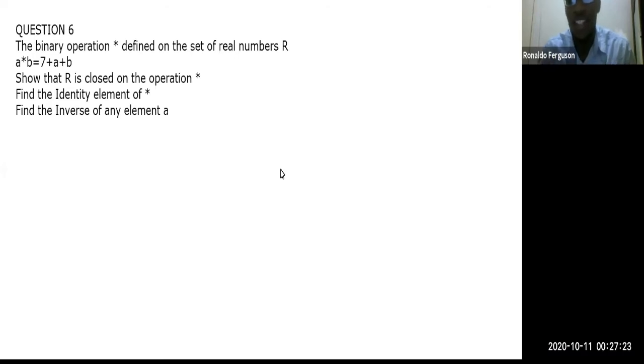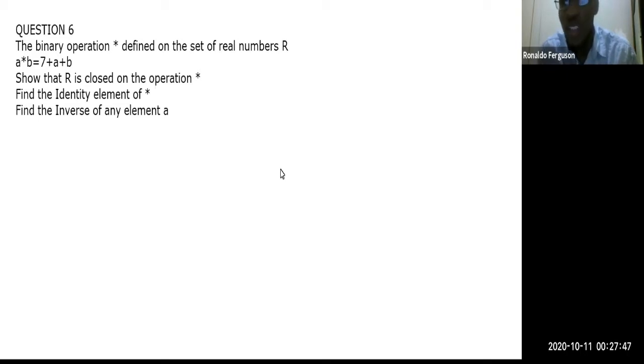Alright, so now we're looking at some binary operation exam question. This is a real exam question. It says that the binary operation star is defined on the set of real numbers. It asks us to show that the binary operation star is closed under real numbers.